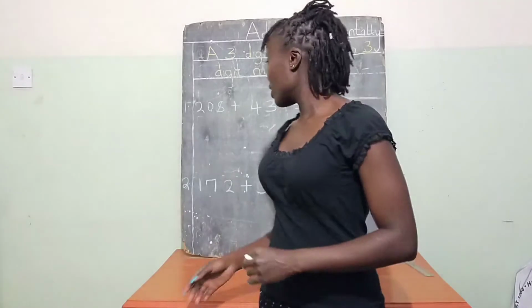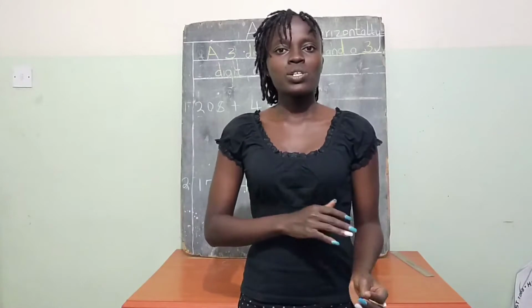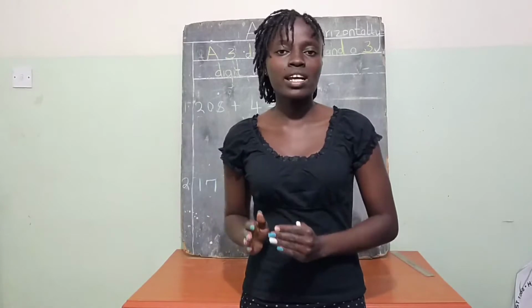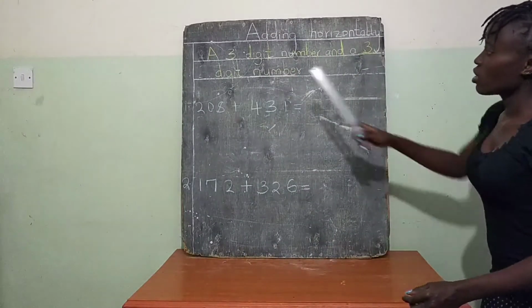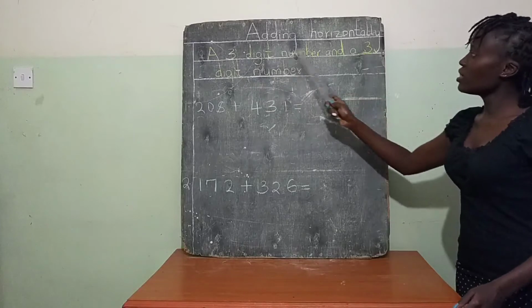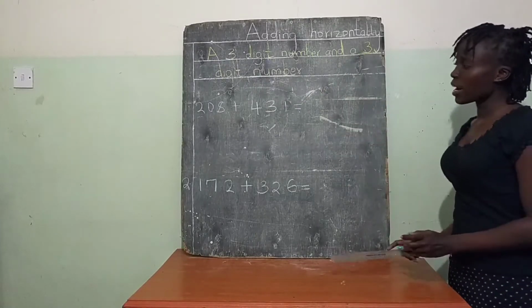Now previously we did addition and we were looking at adding horizontally. We looked at adding a 3-digit number to a 2-digit number. We also looked at adding a 3-digit number to a 1-digit number. Today we'll be looking at adding two 3-digit numbers.